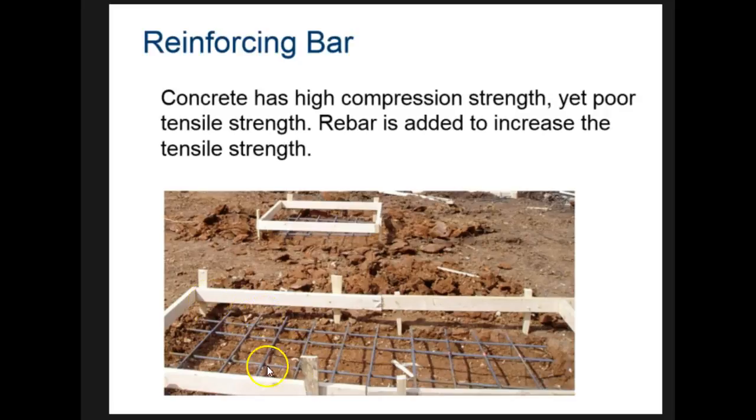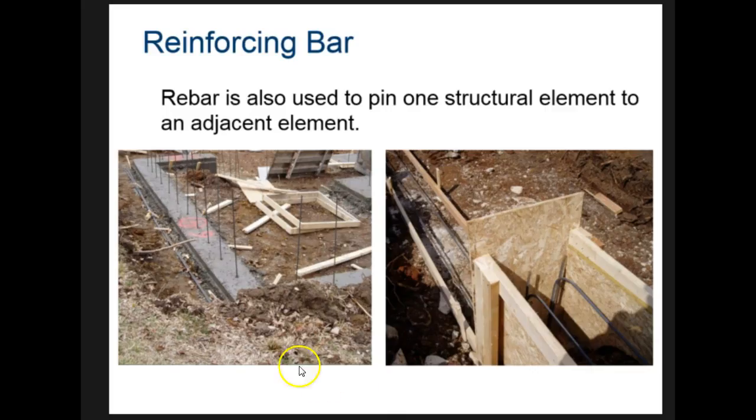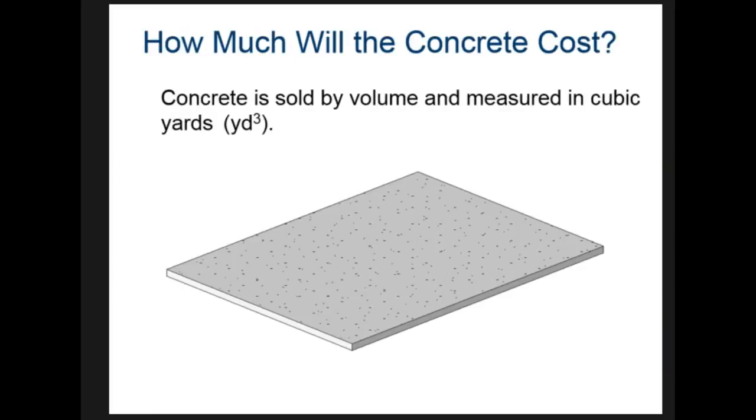So when we're calculating how much the concrete is going to cost, we're going to include this rebar, how much lumber we have to have for the forms, plus the actual concrete itself. So here we see some more parts that you could have. We could have a wall with rebar sticking up. These are forms for a concrete wall coming up.